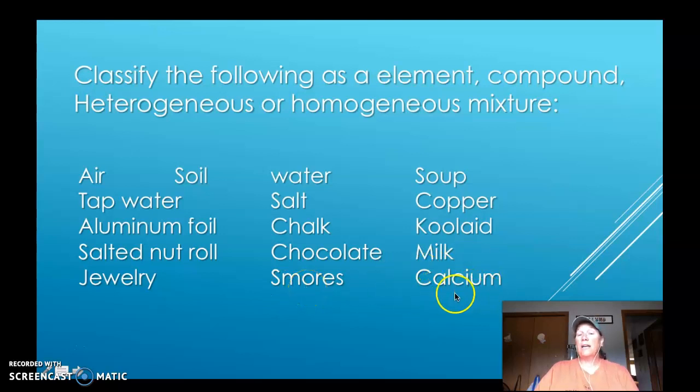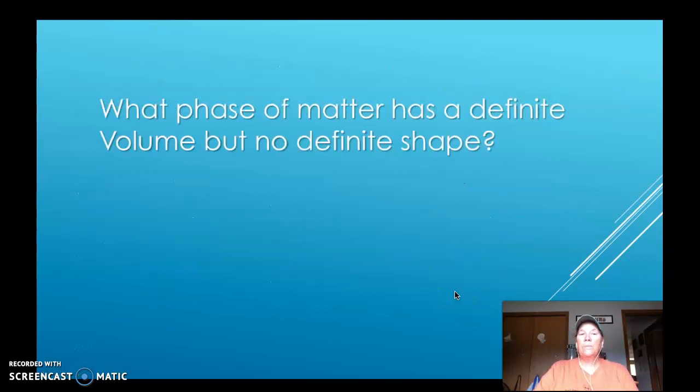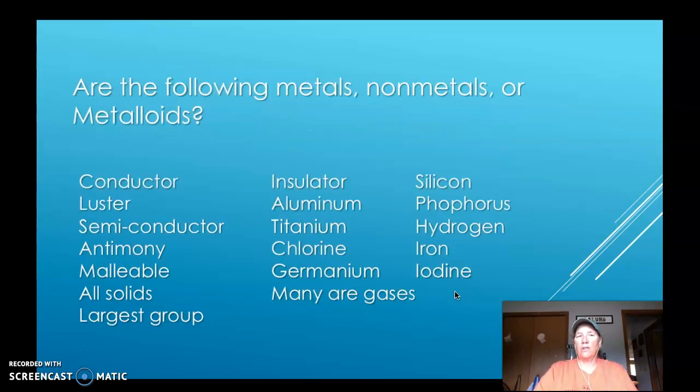And last but not least, we've got calcium. Calcium is an element. And again, it's on the periodic table. Okay. What phase of matter has a definite volume but no definite shape? It takes the shape of its container. That would be a liquid. Remember, a solid has definite shape, definite volume. A liquid has definite volume but no definite shape. And a gas has no definite volume and no definite shape. It's just because the particles are moving farther and farther apart.